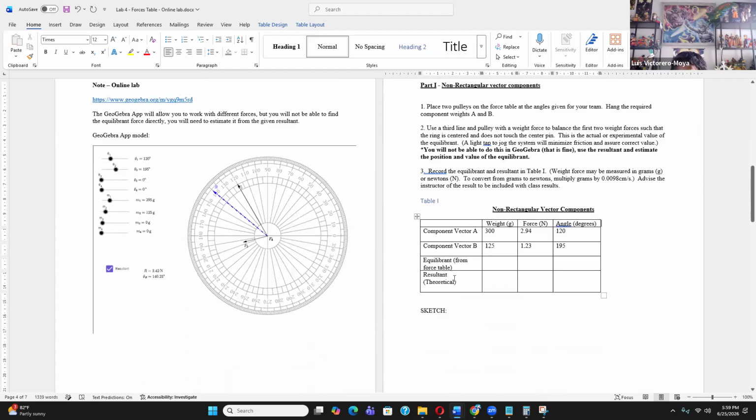So that's very easy for part A and B. The equilibrium and the resultant. Now, the equilibrium is basically your resultant. The only difference is the angle. And you can find that using the software.